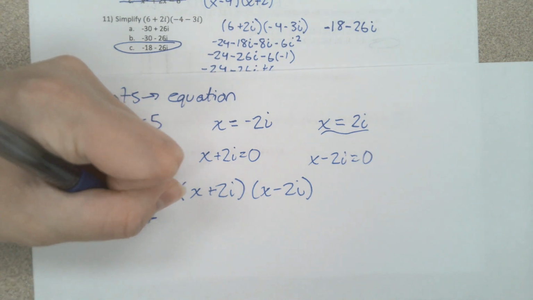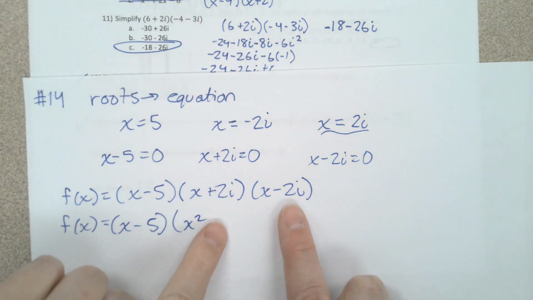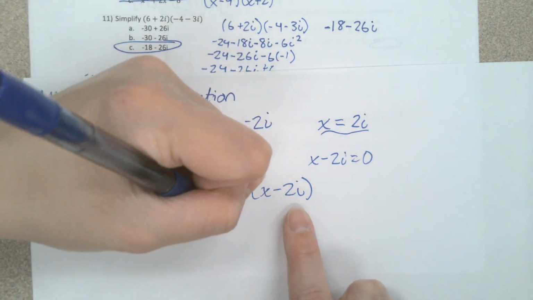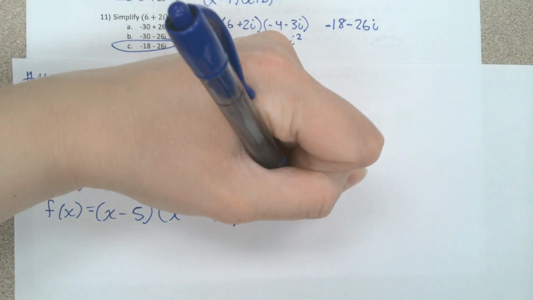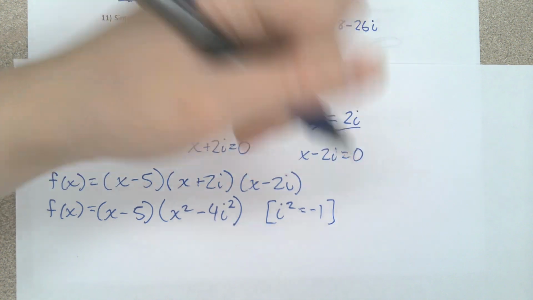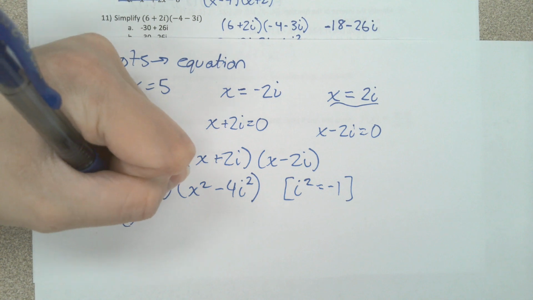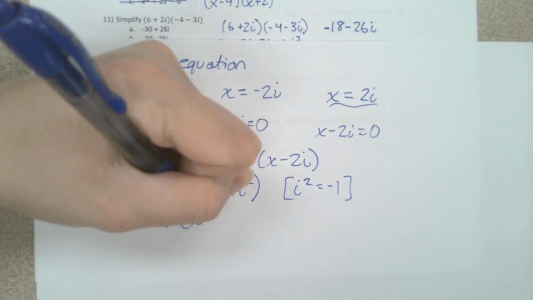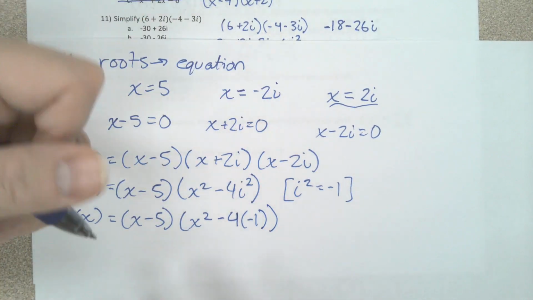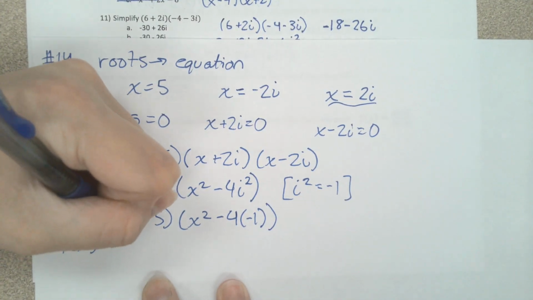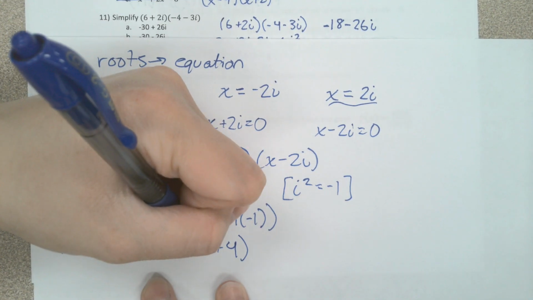So bring down the x minus 5. Multiply the fronts and the backs. X squared minus 4i squared. Reminder, i squared is negative 1. So when I rewrite this, f of x equals x minus 5 times x squared, this is negative 4 times negative 1, so this is x minus 5 times x squared plus 4.